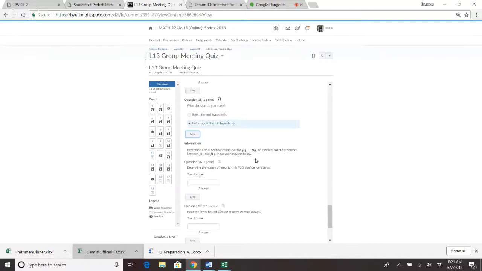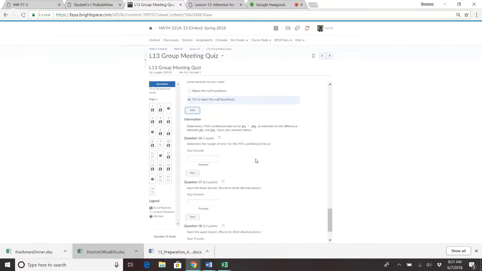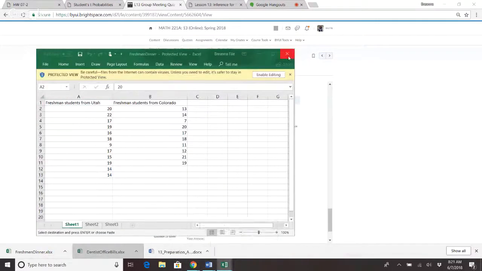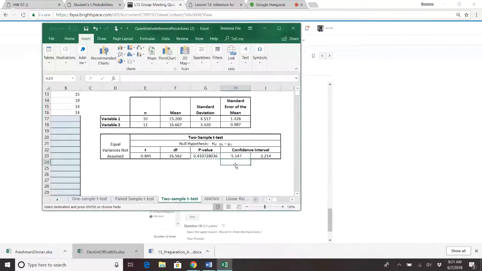In the margin of error. So hold on. What was not equal to? Okay, I always forget to look at that. Okay, and then what was the question? So the margin of error, we watched that video for, right? Oh yeah. Determine the 95% confidence level. Estimate the difference between the means. Input your answers below. Okay, let's see if we remember this.